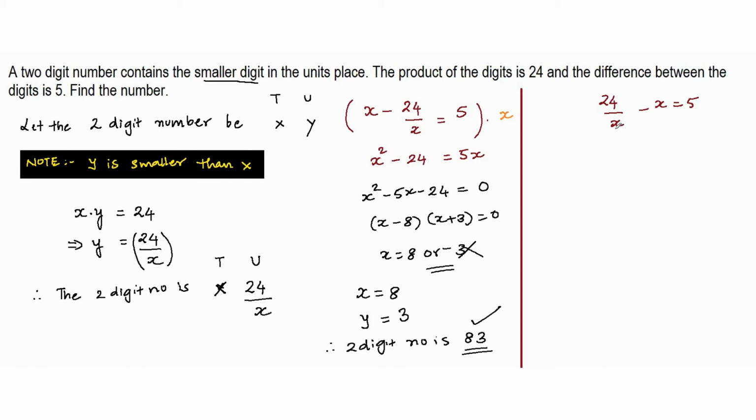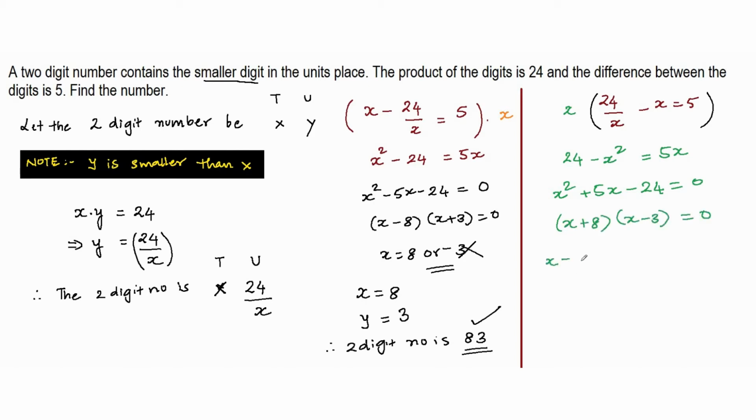Let us now consider the second equation. So again, multiplying the whole equation by x, we get 24 minus x square is equal to 5x, which means x square plus 5x minus 24 is equal to 0. And therefore (x plus 8)(x minus 3) is equal to 0, which means x is negative 8 or x is positive 3.